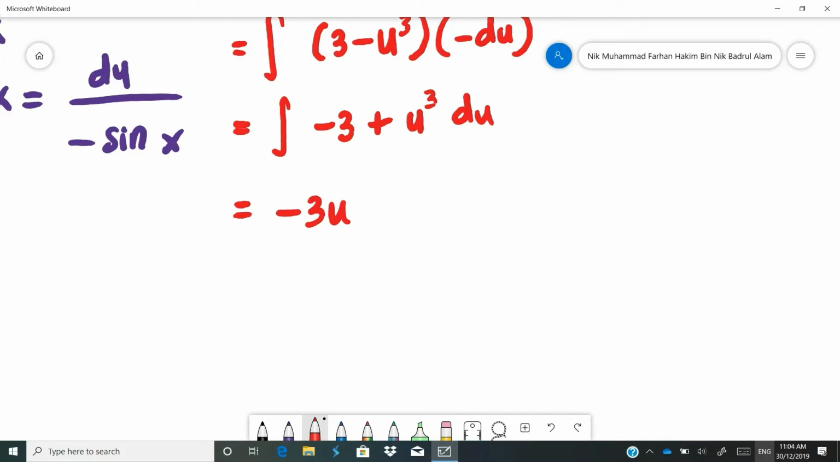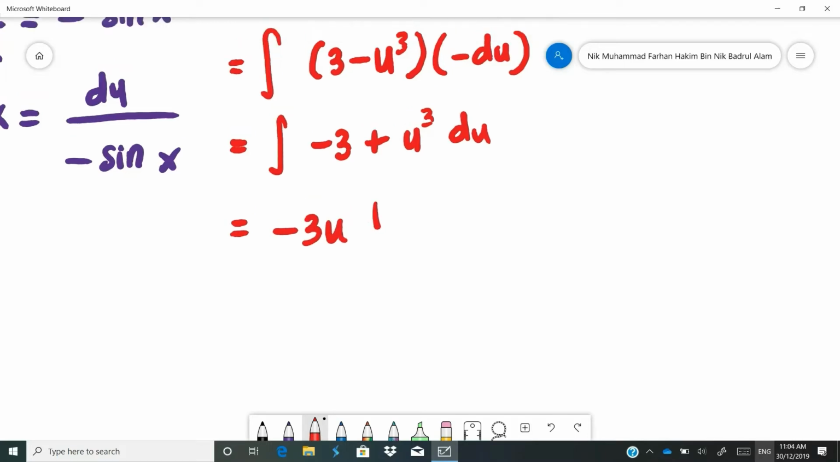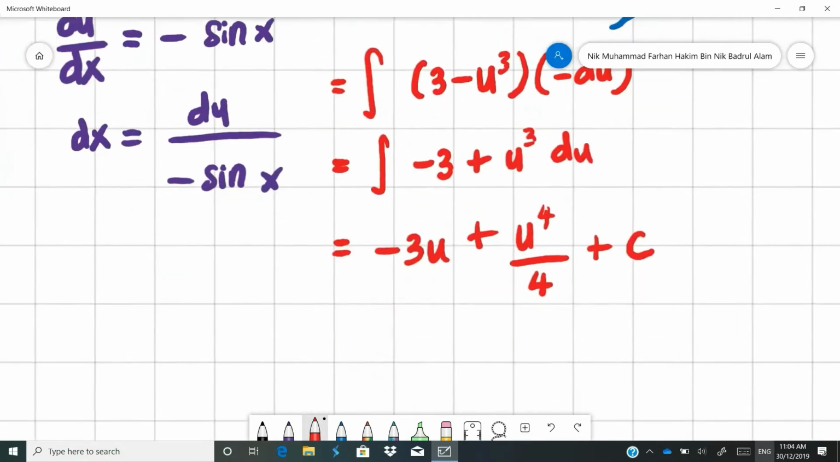So you try to integrate this, and for the number you get negative 3u. Now it is in terms of u, everything must be in u. So plus u to the power of 4 over 4. Remember the integration: we have to add 1 to the power and divide by the new power. Because it is an indefinite integral, you have to add plus c. Alright, so we're done with the first one.